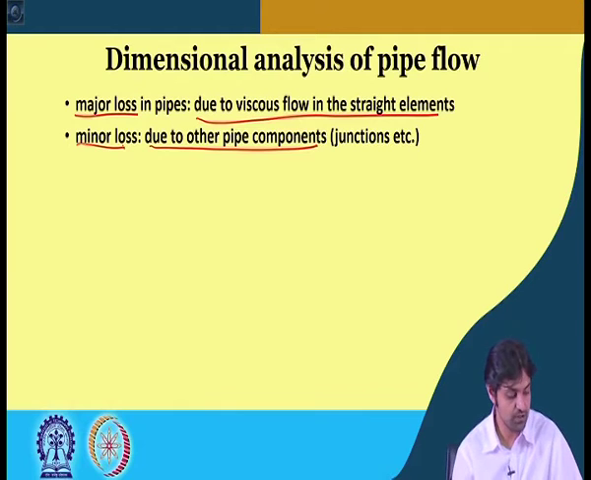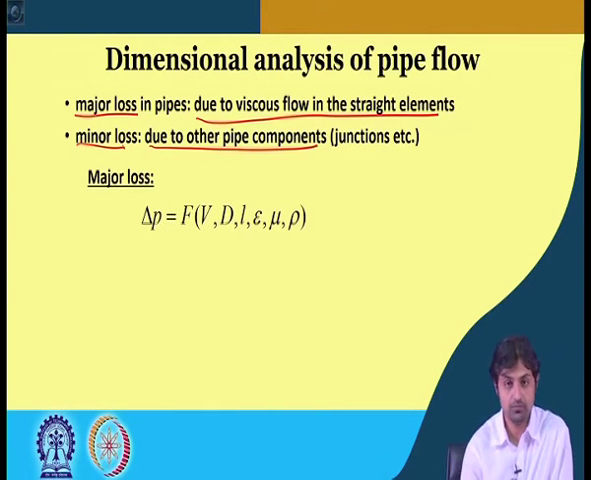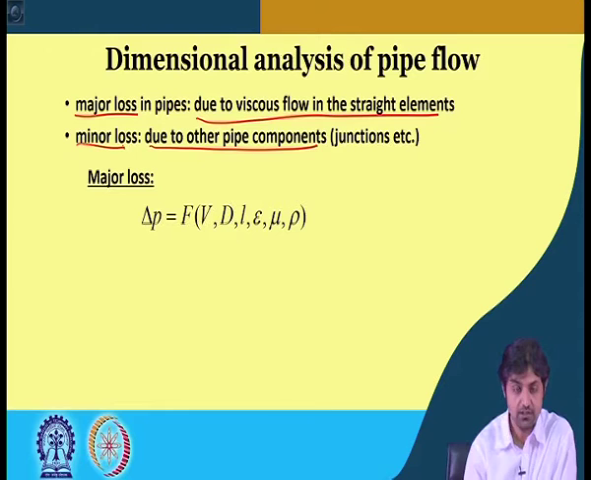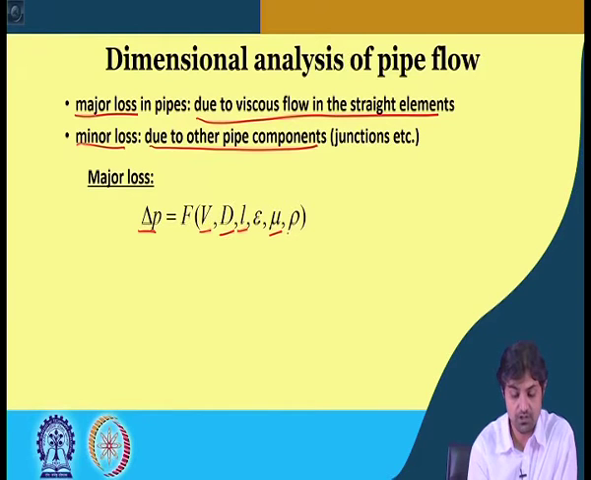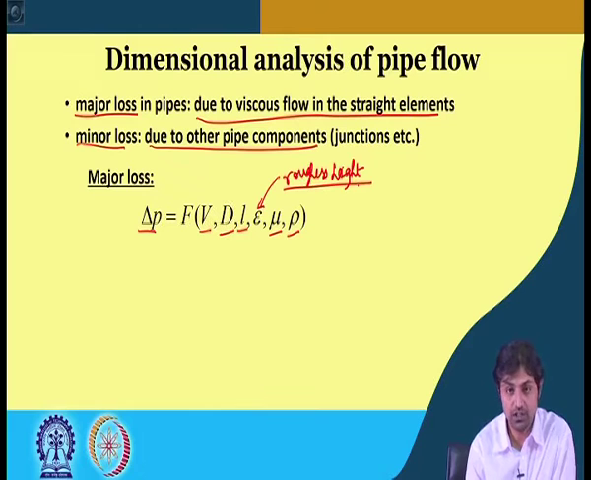So for major losses during the dimensional analysis we say that the pressure drop should be a function of the velocity in the pipe, diameter d, length L of the pipe, mu the viscosity, and the density of the liquid. Here we have an additional element, that is roughness height epsilon. Okay, this is a new thing that we are going to take into account.